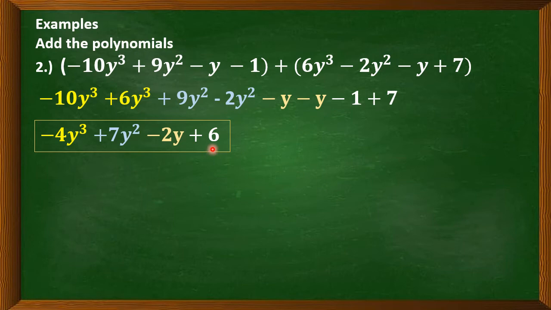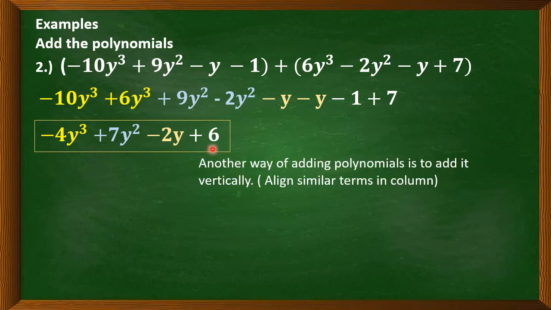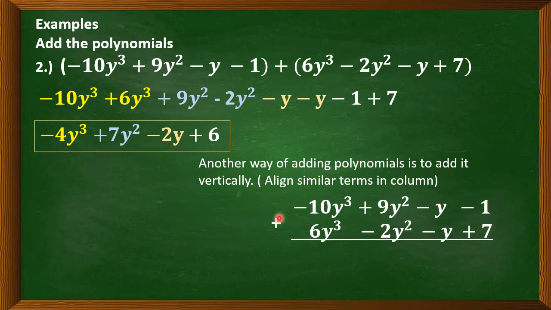Another way of adding this is to add it vertically, align similar terms in column. So since the given polynomials is already in standard form, so we have it here. The first addend, negative 10y cubed plus 9y squared minus y minus 1. The second one, 6y cubed minus 2y squared minus y plus 7. So if you have observed, similar terms are being aligned.